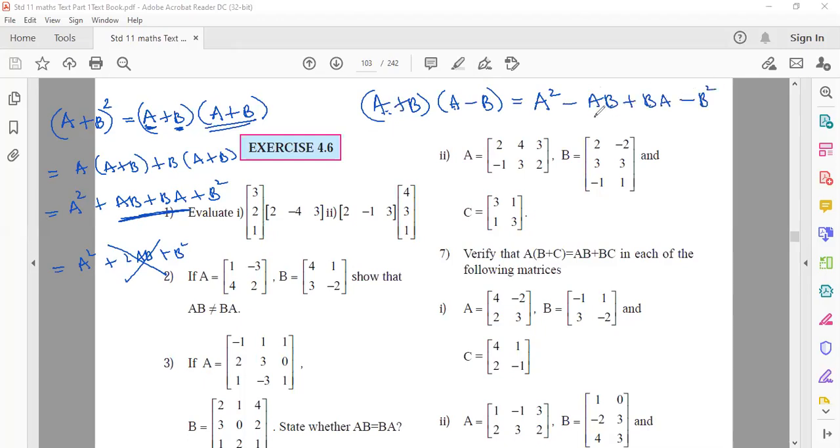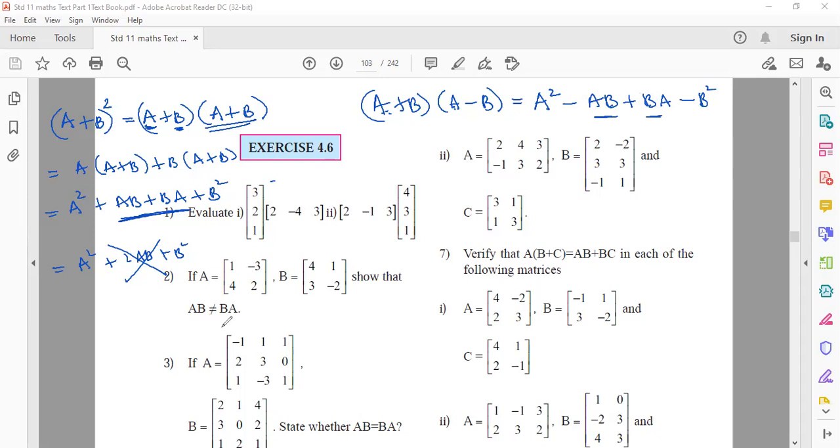Can I cancel AB and BA? No, because they need not be equal matrices. Is it clear to you? So what's your conclusion from this question number 2? AB and BA may or may not be equal.